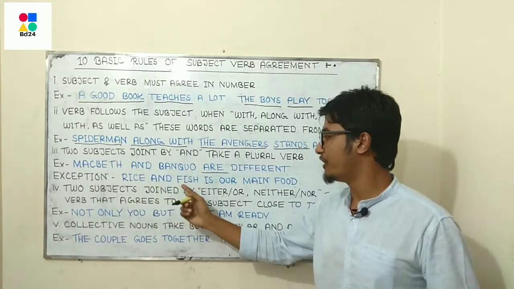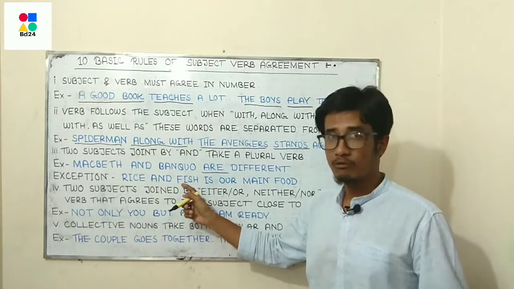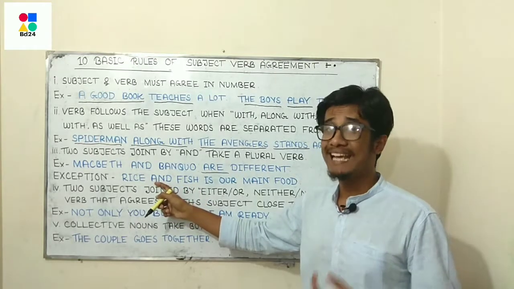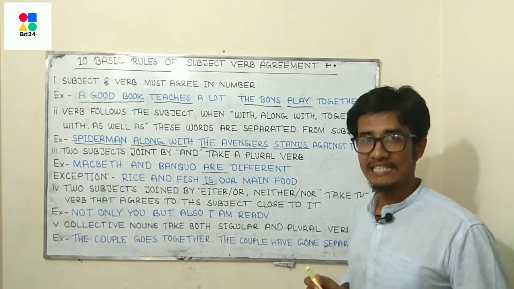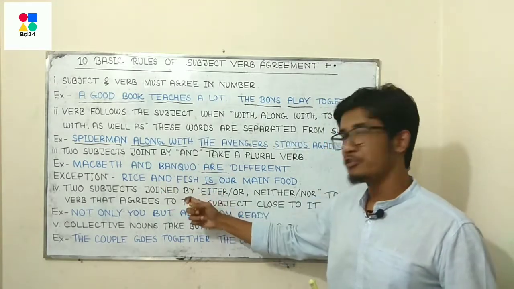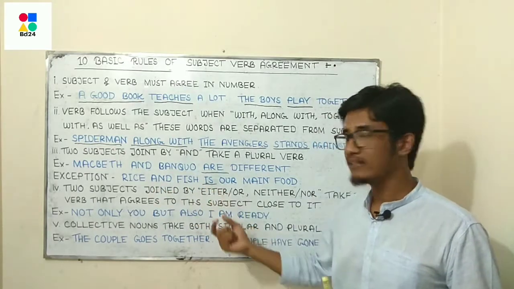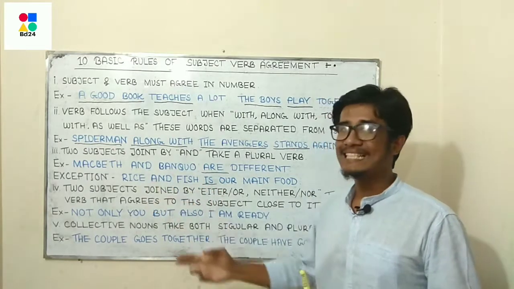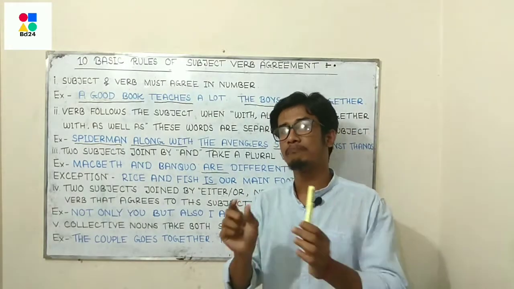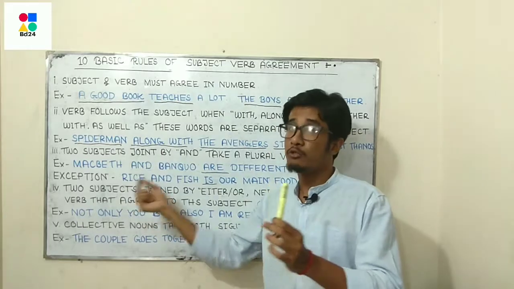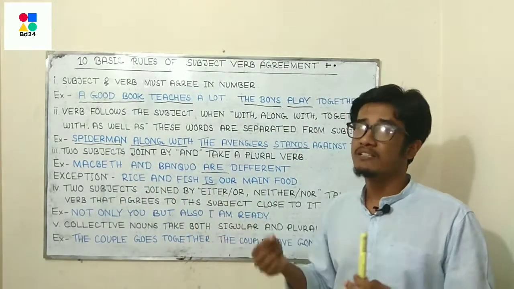Rice and fish. See, rice, a singular noun, fish, a singular noun. They are connected by "and," but the verb is singular: "is." Rice and fish, two singular nouns connected by "and," but the verb is singular. Why? Because when the two things mean the same entity or the same unit, two singular nouns meaning a same unit, then the verb will be singular.